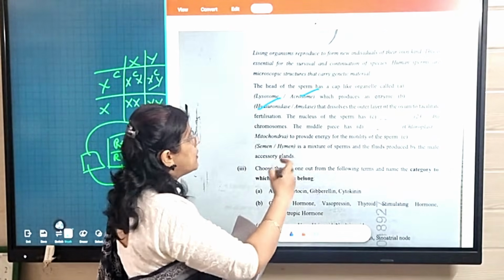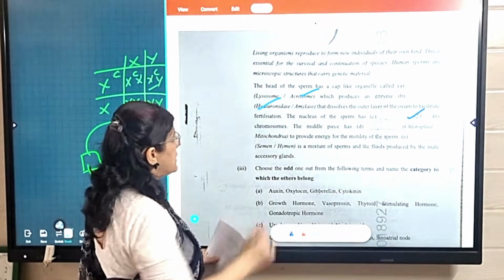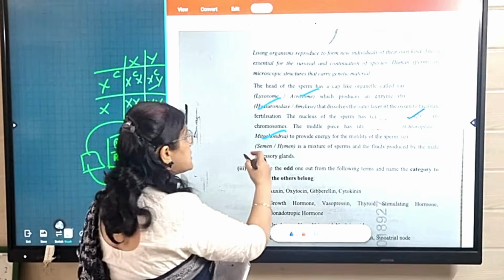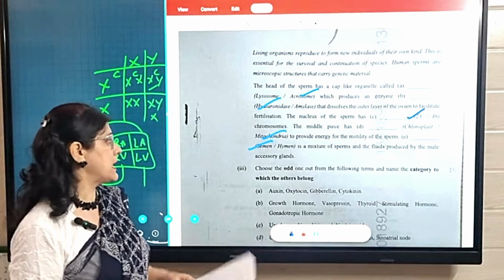The nucleus of the sperm has 23 chromosomes. The middle piece has mitochondria to provide energy for motility of the sperm. And semen is a mixture of sperms and fluids produced by the male accessory glands.